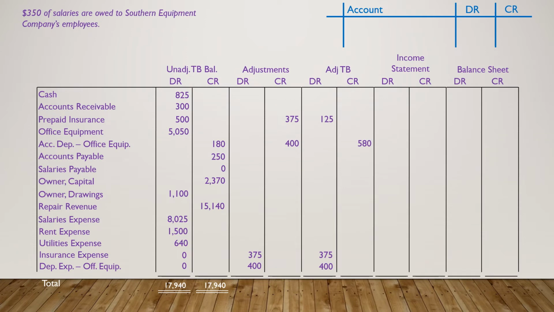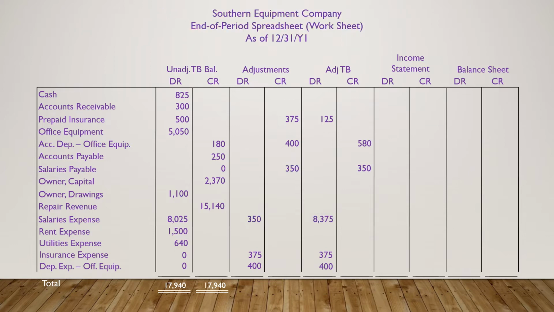Adjustment number 3. $350 of salaries are owed to Southern Equipment Company's employees. Here we have an accrued expense, so debit salaries expense and credit salaries payable. Post the amounts in the spreadsheet and observe the updated balances in salaries payable and salaries expense. The accounts that weren't impacted by these journal entries will have the same adjusted balances as their unadjusted balances.